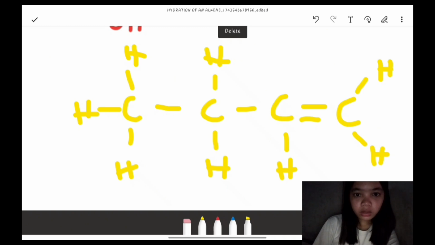So where does the alcohol go? The alcohol is going to go on that second carbon. It's going to go when this breaks. So let me show you when this breaks. The alcohol will go on that and this carbon gets the hydrogen. So the carbon with more hydrogens.